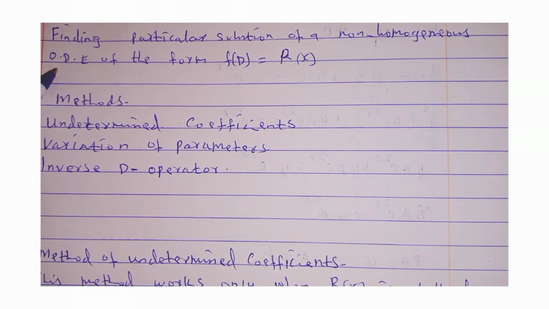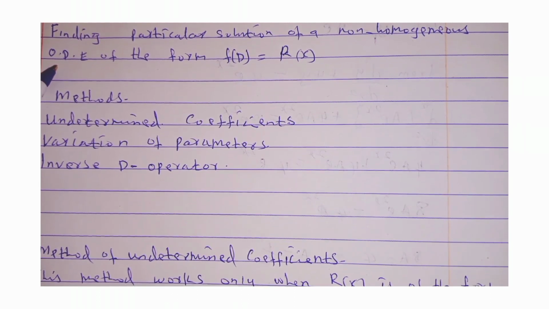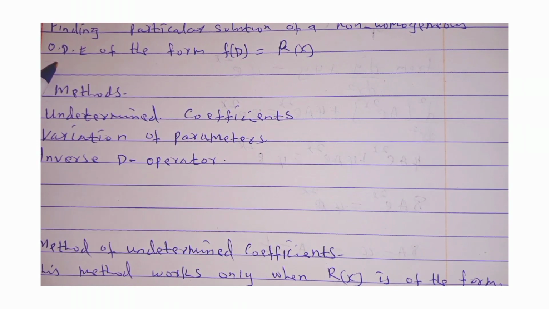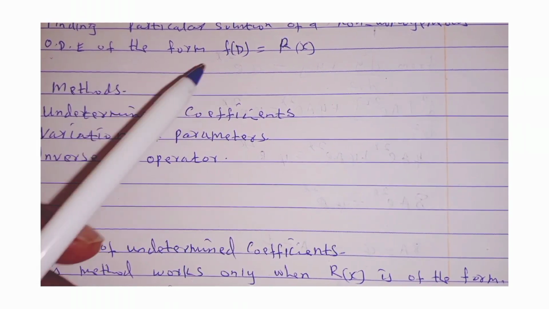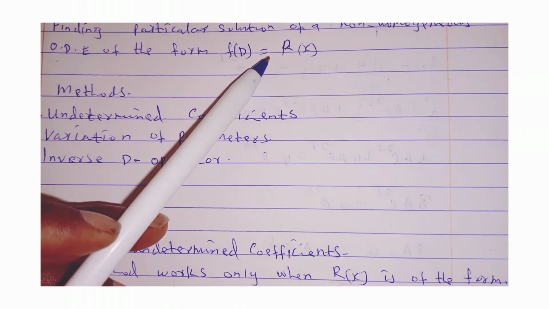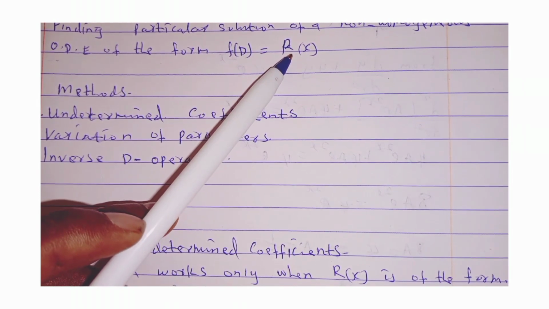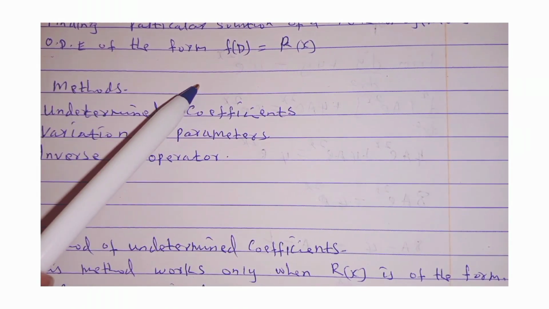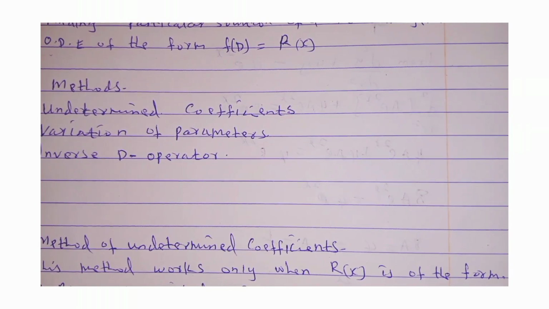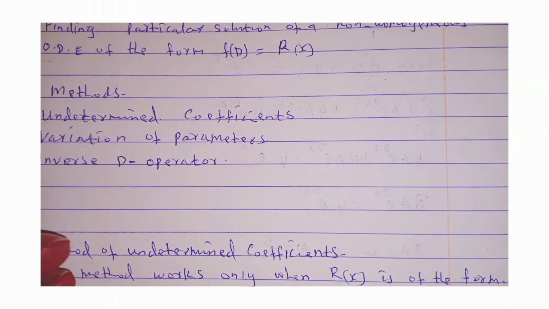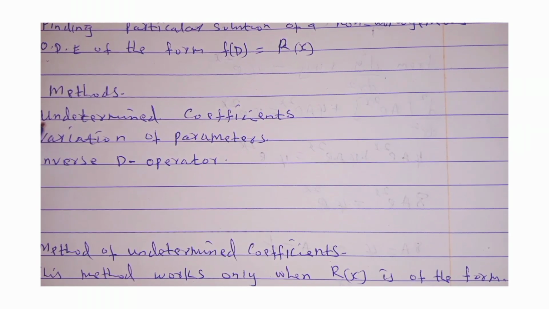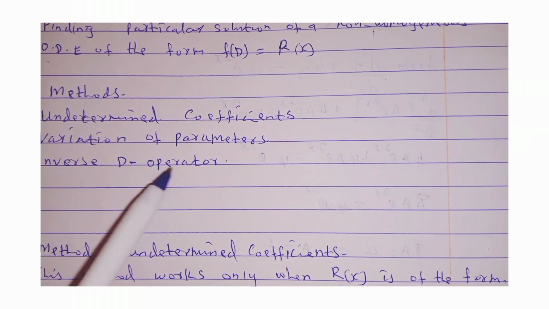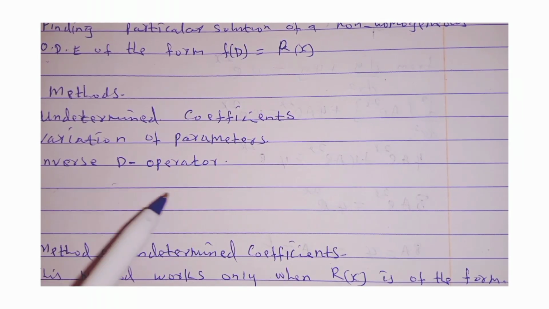To find the general solution of a non-homogeneous ODE of the form f of D equals R of x, there are several methods we can apply. We are going to consider three, which are the most used methods. Number one, undetermined coefficients. Number two, variation of parameters, and number three, the inverse D operator.